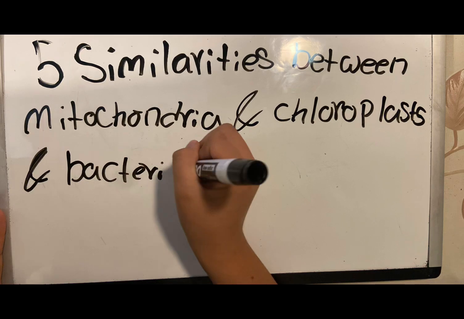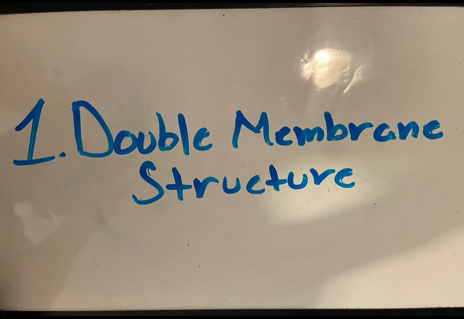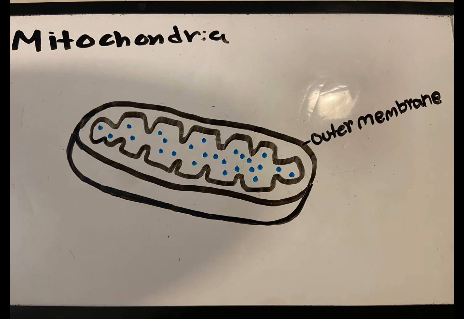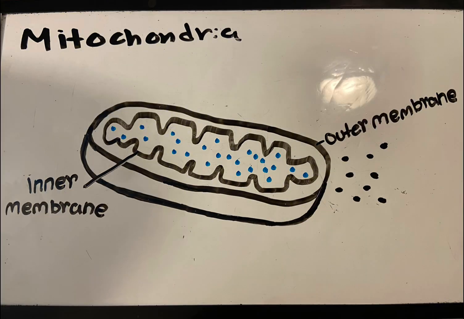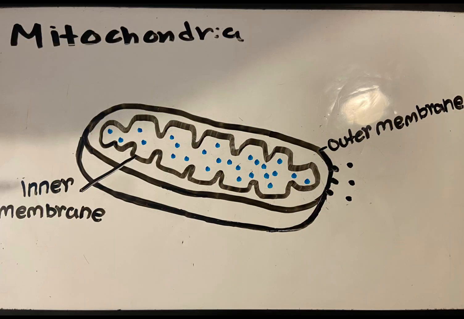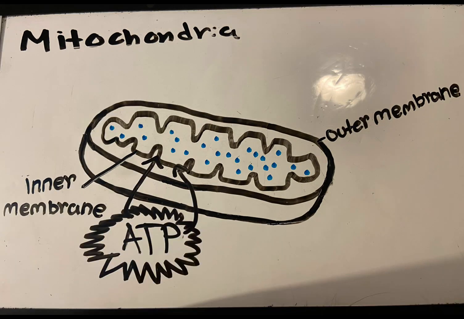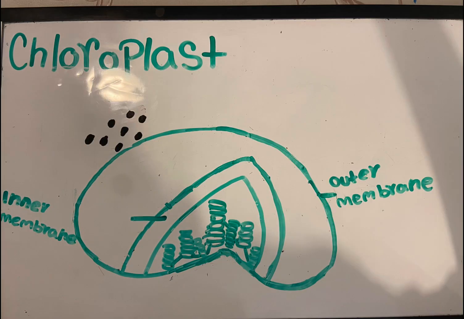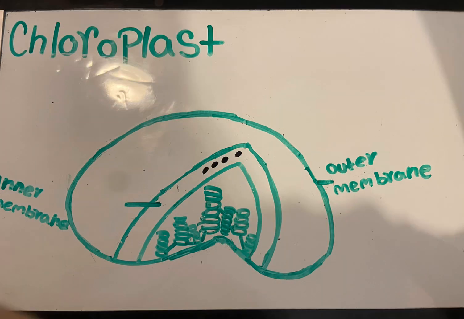Five similarities between mitochondria, chloroplasts, and bacteria cells: a double membrane structure. In bacteria, the plasma membrane serves as the site for crucial functions like energy production, while the additional outer membrane protects the cell. Similarly, the outer membrane of the mitochondria serves as a boundary, and the inner membrane is where ATP is produced. Chloroplast's outer membrane isolates the organelle, and the inner membrane regulates transport and houses enzymes.